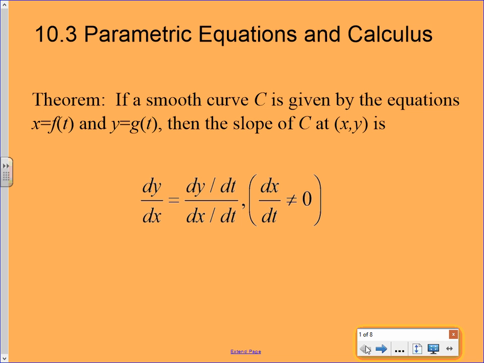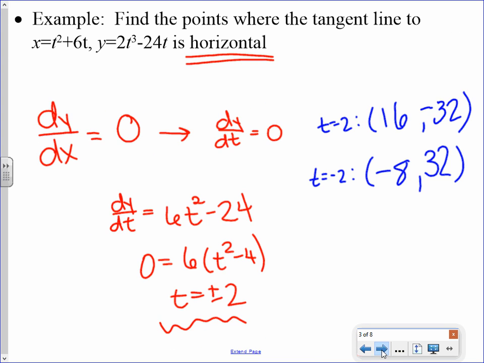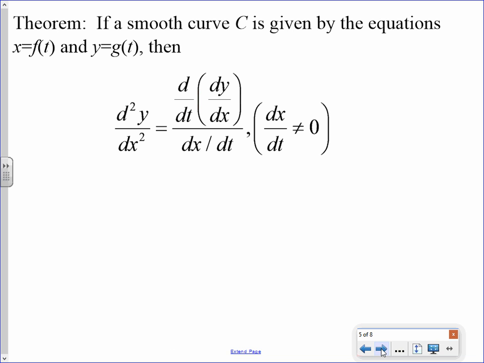So when we go to take the second derivative, we can't just take the next derivative with respect to x, because our derivative is not in terms of x. So what we have to do is take the derivative of dy/dx with respect to t, and then divide by the derivative of x with respect to t. Write it down, we'll process it again.